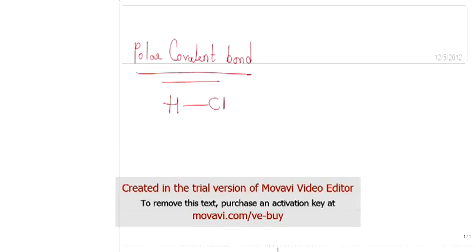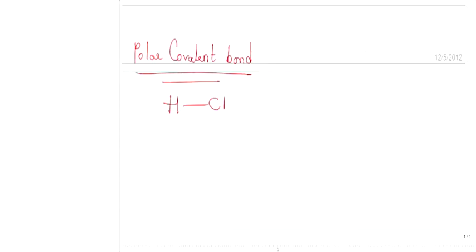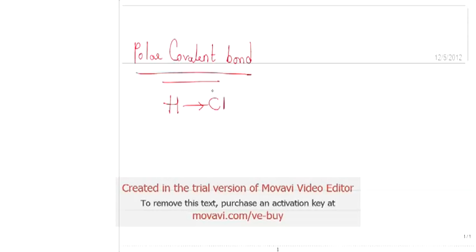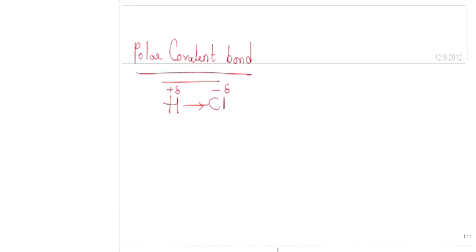In HCl, chlorine is more electronegative, hydrogen is less electronegative. Therefore, the electron pair which is shared between chlorine and hydrogen remains more towards chlorine, which we show by putting an arrow like this. And therefore, chlorine gets a partial negative charge, hydrogen gets a partial positive charge, and the bond which is formed in between them, the covalent bond, is precisely called a polar covalent bond.